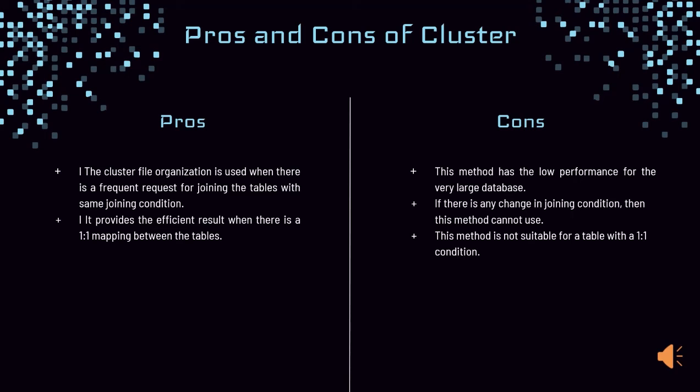Next are the pros and cons of cluster file organization. For the pros, the first one is that cluster file organization is used when there is a frequent request for joining the tables with the same joining condition. It provides efficient results when there is a one-to-many relationship between the tables. For the cons, the first one is that this method has low performance for a very large database. Second, if there is any change in the joining condition, then this method cannot be used. If we change the joining condition, then traversing the file takes a lot of time. Last, this method is not suitable for a table with a one-to-one relationship.